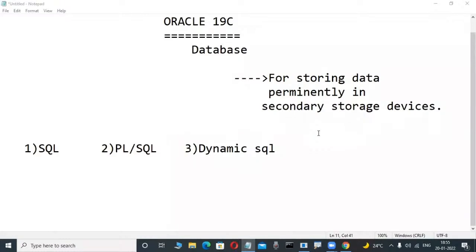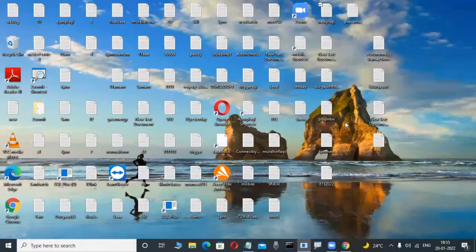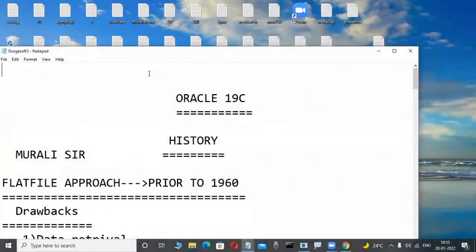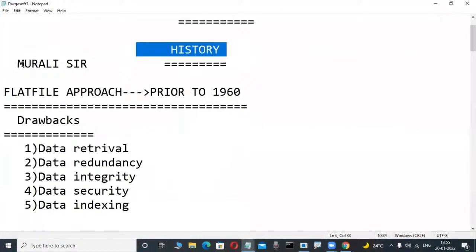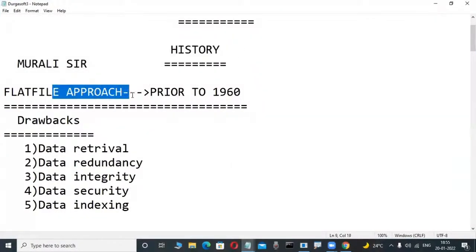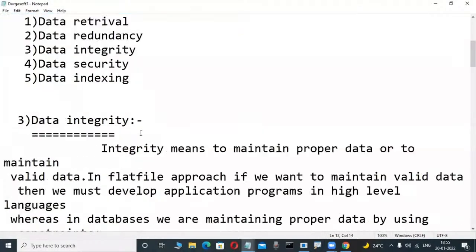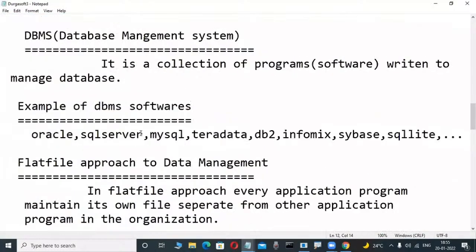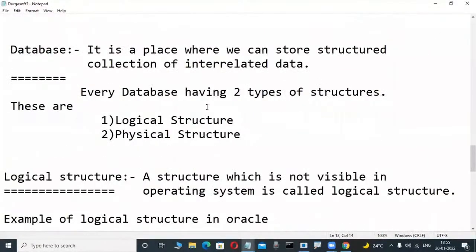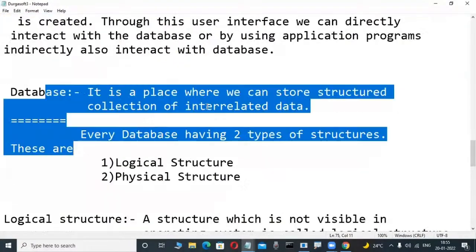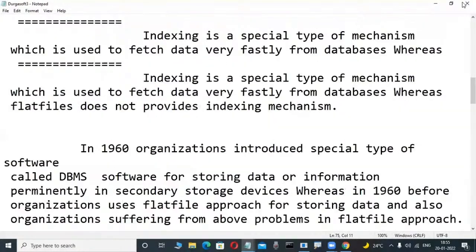In this course, we are covering SQL, PL/SQL, and dynamic SQL. Here, one of these days, history also we are telling. In the olden days a flat file approach was there. What are the drawbacks, we are learning in the middle of the course. Then what is a database? Now DBMS, RDBMS, what are the differences? These are all the things we are learning one of these days.